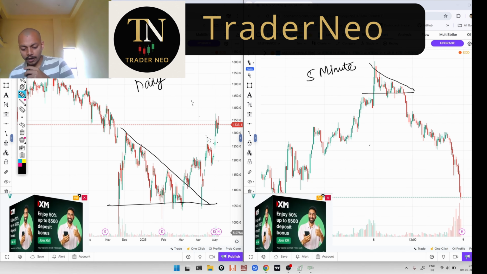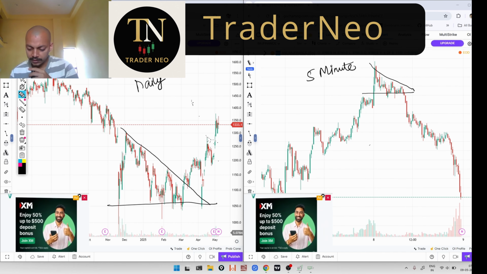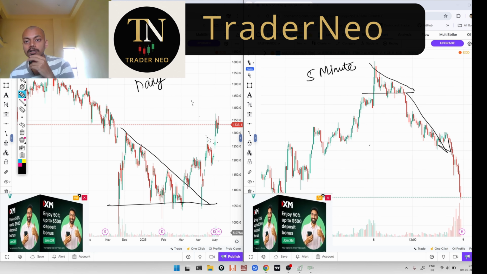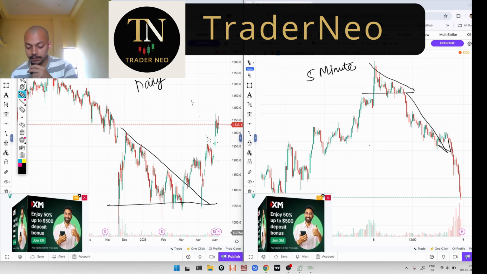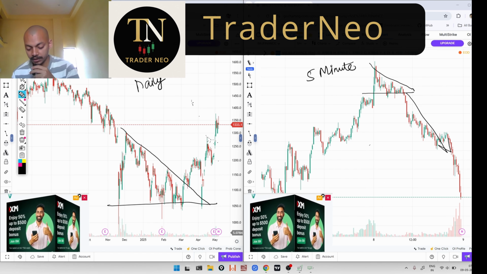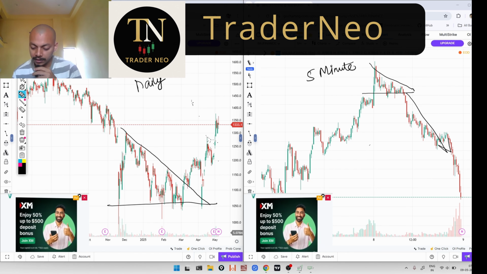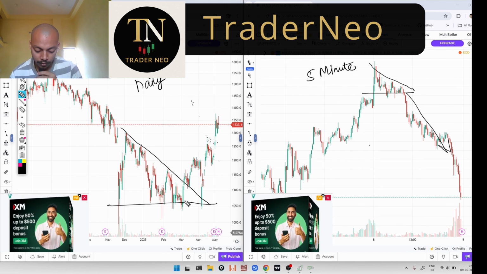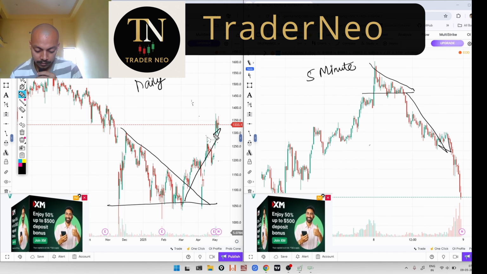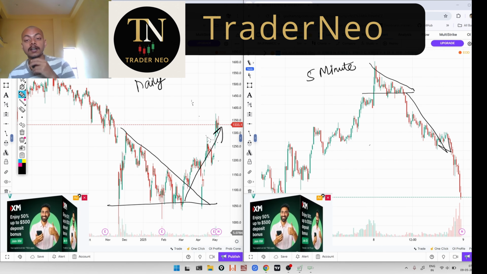However, we can see that on the right hand side price moved down. The descending triangle pattern is a bearish structure, bearish pattern. However, on the right hand side we can see that price really came down, but on the contrary, on the left chart price went up.